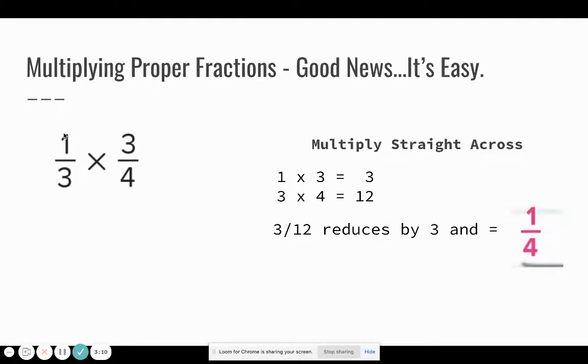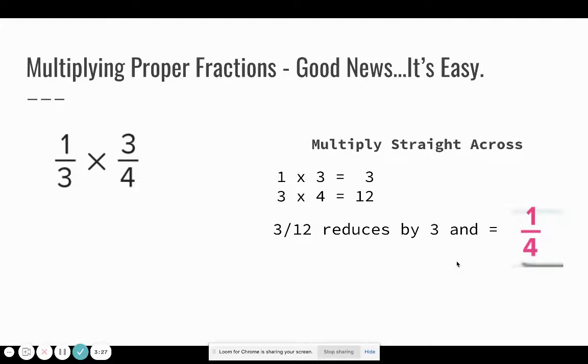So just to recap, I multiplied straight across. 1 times 3 is 3. 3 times 4 is 12. And then to reduce, I found a common factor, a number that went into both 3 and 12. It was 3. 3 divided by 3 is 1, and 12 divided by 3 is 4.